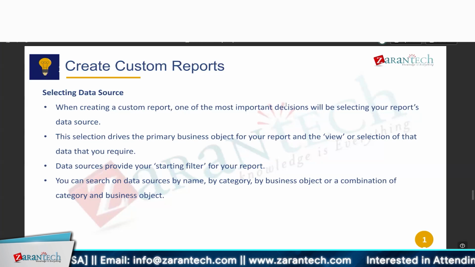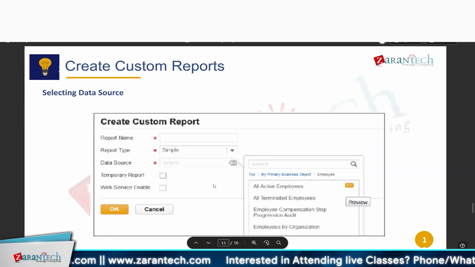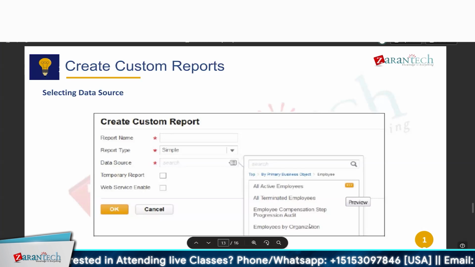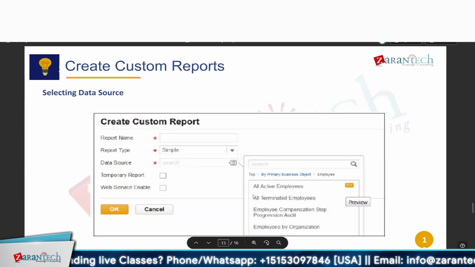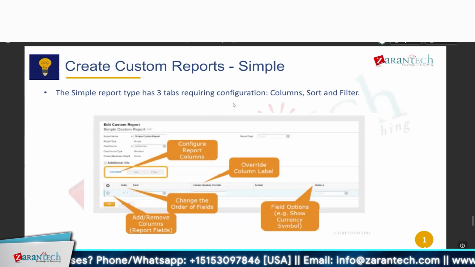So we will see how to see these data sources in the tenant and how to create reports as part of our demo. This is the same screen that we saw. We will give the report name here, report type, data source. Once you click on the data source, it will show you the list of data sources that are available, which we will see in a moment. This is another screenshot of how it looks.